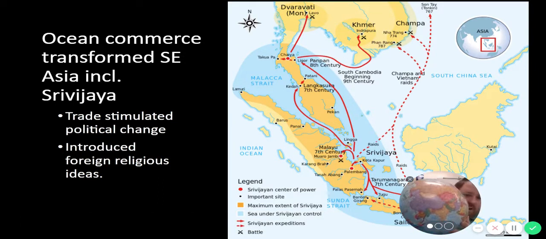So here's India. You go over here to Southeast Asia, and right about here is where Srivijaya was. Right about here. Okay, and it introduced foreign religious ideas there, and you can see it better on this map if that one was backwards. This is kind of Southeast Asia, and then you've got the islands down here is where Srivijaya was.